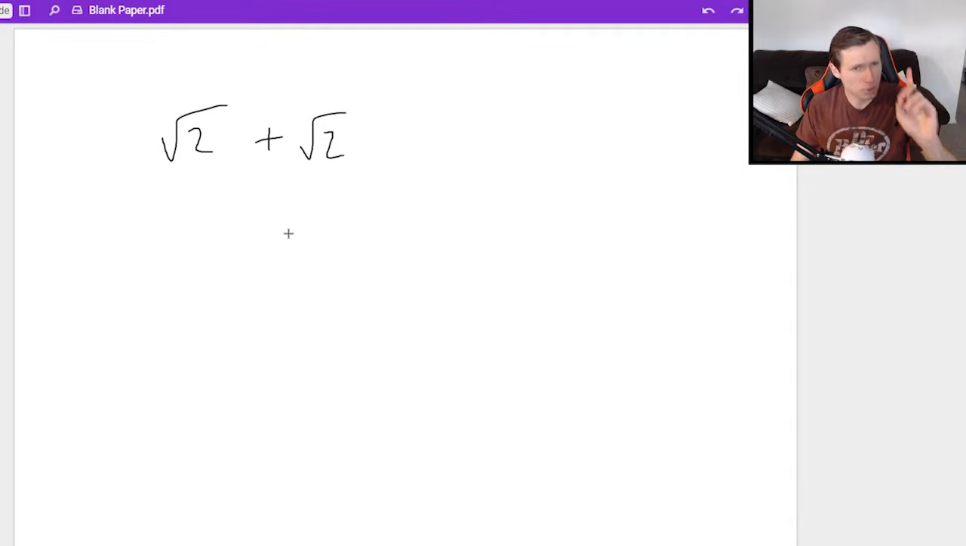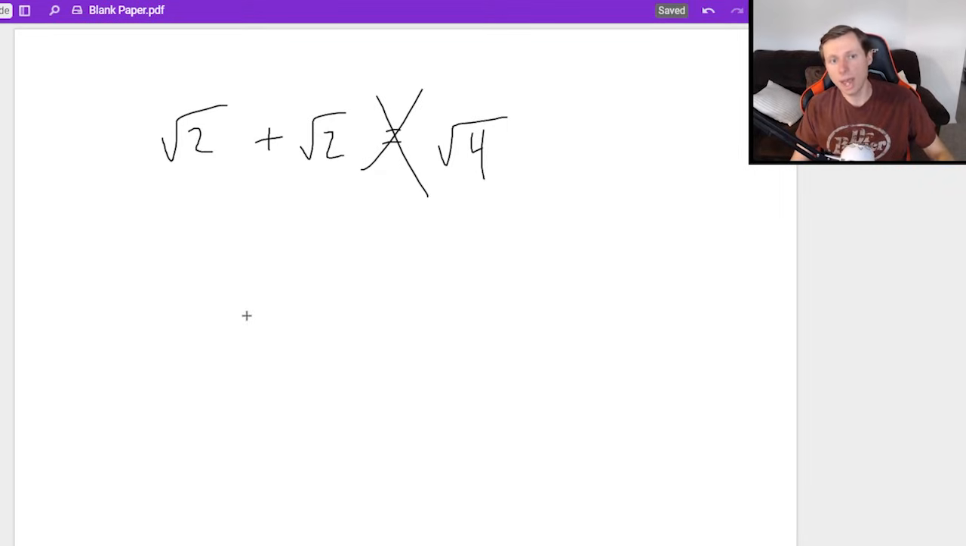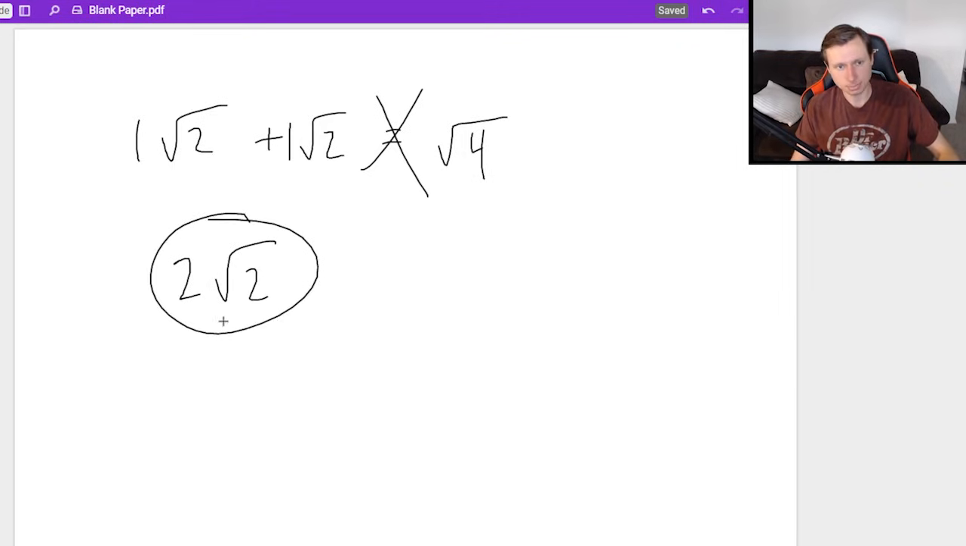Now, here's what you don't want to do. You don't want to add the square roots like this, root 4. That's illegal. Don't do that. What you do is add the coefficients in front of the square root. What does that mean? Well, technically, in front of this root 2 is a 1. And technically in front of this root 2 is also a 1. It's invisible, but it's there. And so the answer is 1 plus 1, so 2 root 2. And that's what we're going to be doing today, essentially.